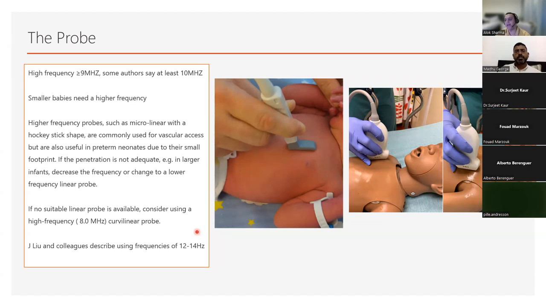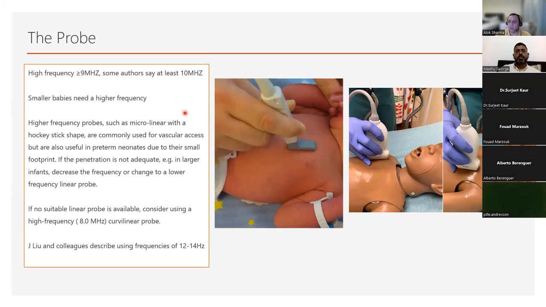On the other hand, when I have a baby who is term, I tend to want to use a lower frequency. And what I know is that my hockey stick doesn't allow me to have a frequency of 10. So I tend to default to using my linear probe, which does allow a frequency of 10. Now, alongside the frequency, there are other parameters that I can enhance to optimize my image without playing with the frequency, and we'll talk about that. That's the focus, the depth, and the gain.